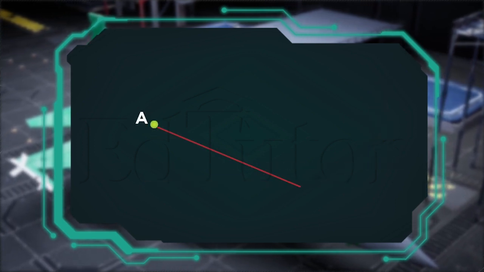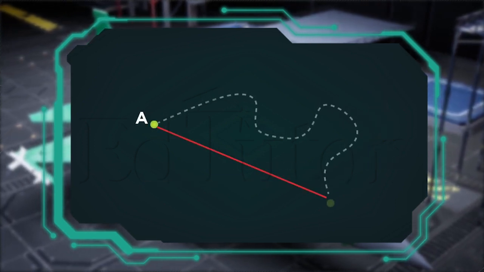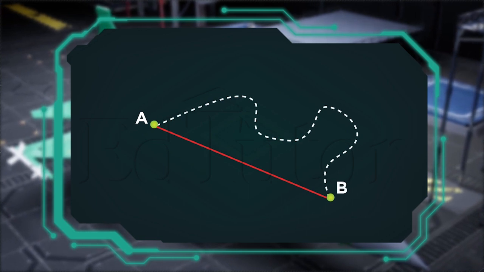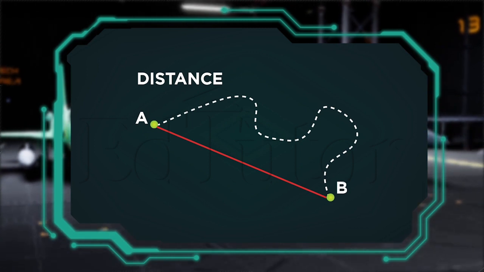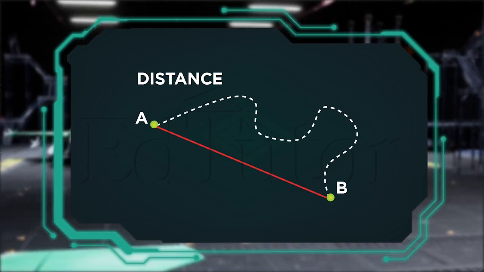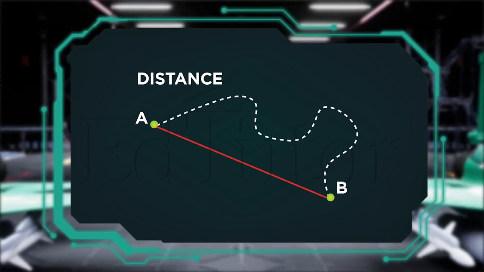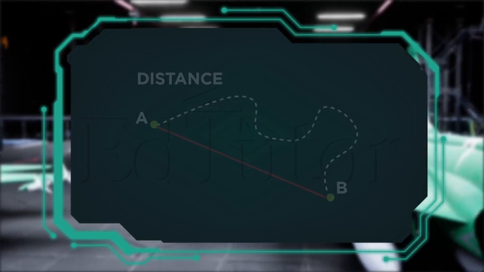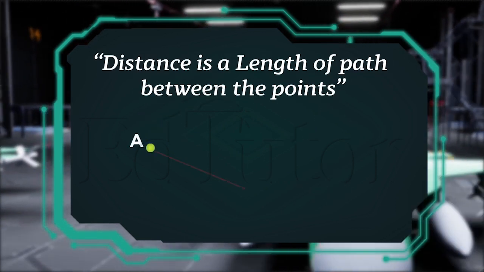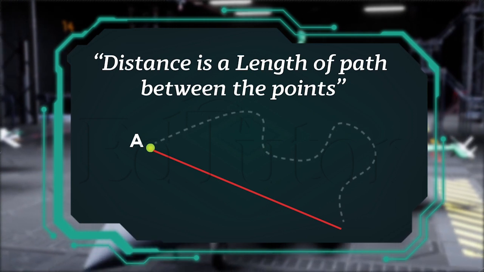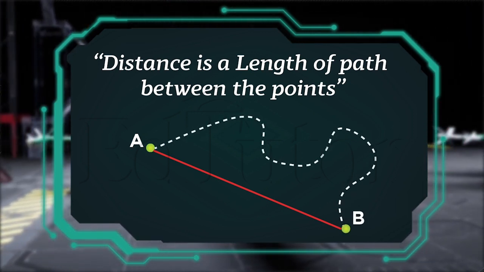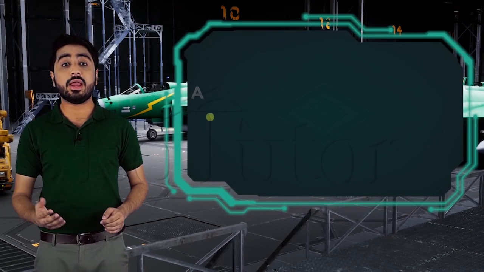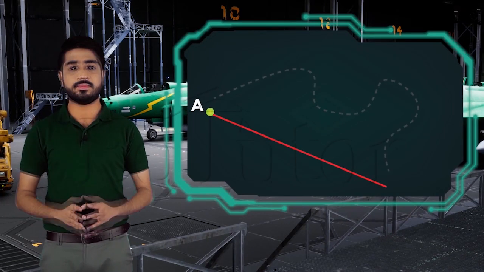Basically, distance is a path that is covered by the body from point A to point B. Distance can be any path taken from point A to point B. It can be the dotted one or it can be the path not shown in the diagram. Therefore, it means that distance is the length of path between the points. That is the reason it has no specific direction and therefore it is a scalar quantity.